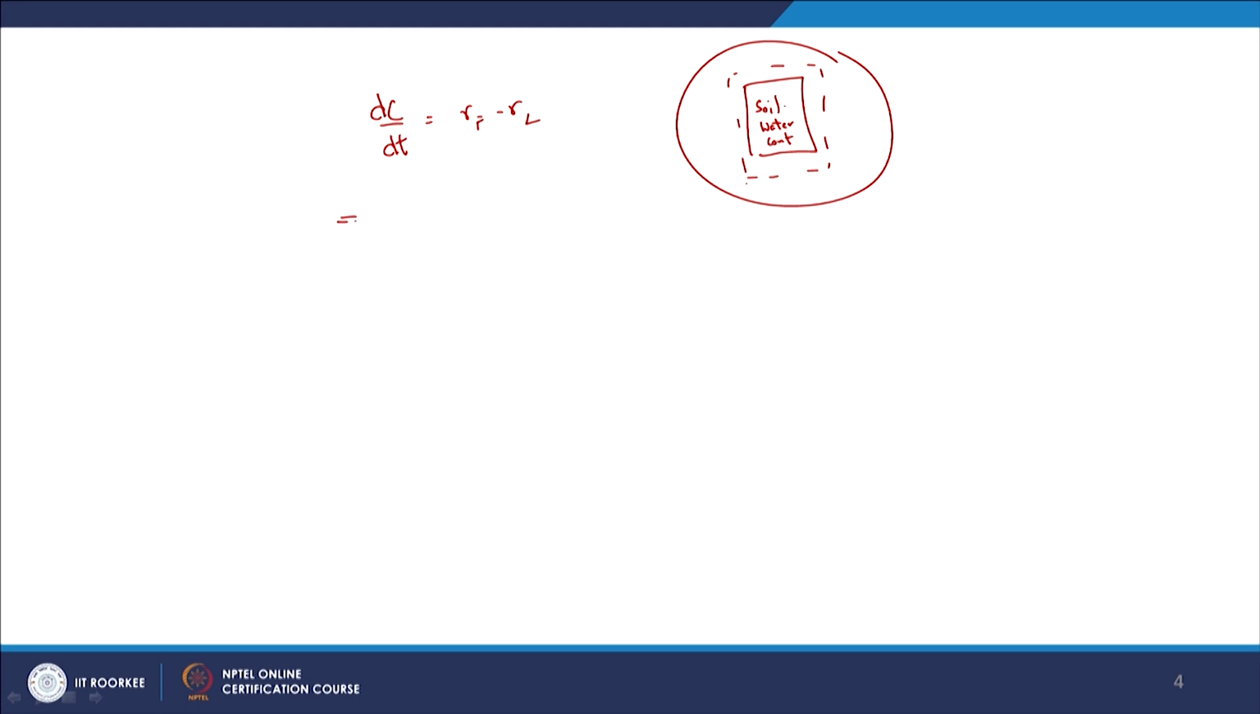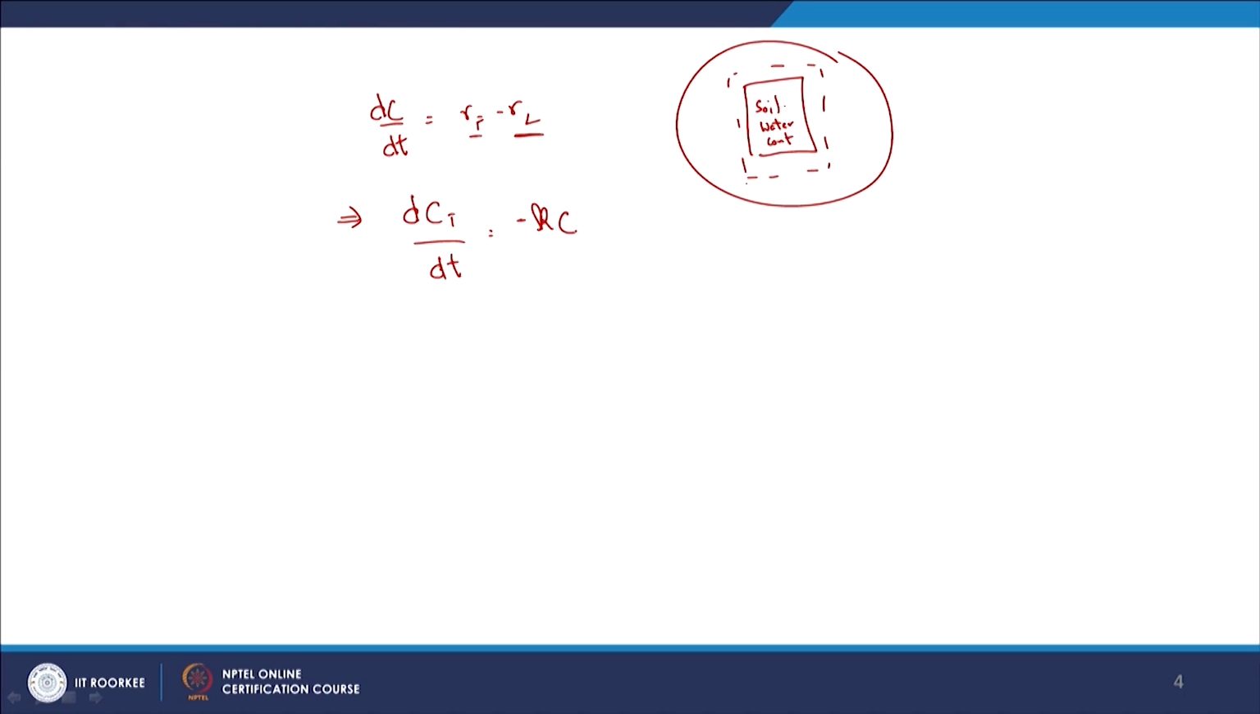So, for this system, what is it going to be? dC total by dt, right, is equal to, let us say, is it being formed in any manner? No. And how is it being lost? It is being lost by the relevant reaction occurring. And where is the reaction occurring? Is it occurring on the soil, or on the compound adsorbed onto soil?